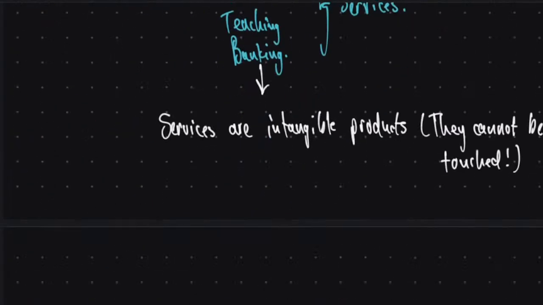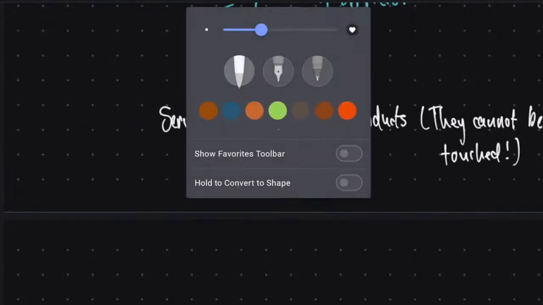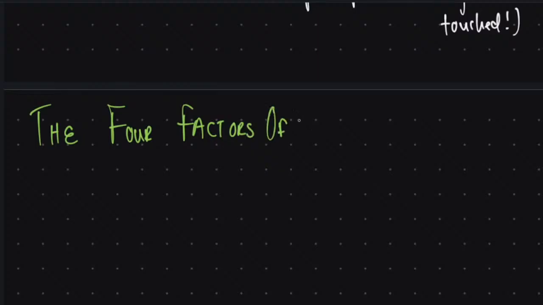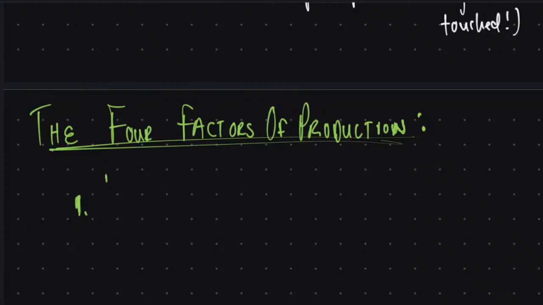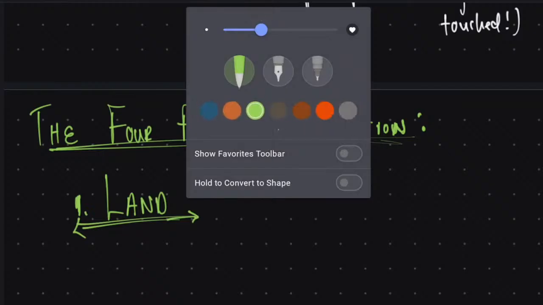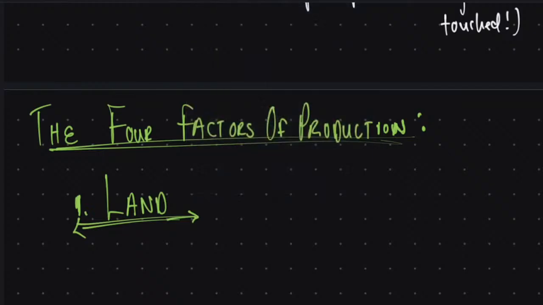Right. Now that you know these 2 words, let's put the 4 factors of production. Number 1, land. The first one is land.